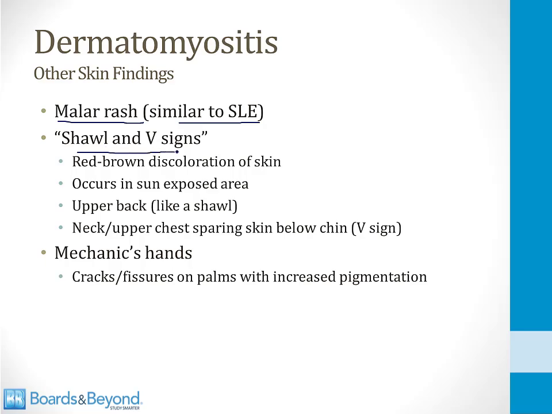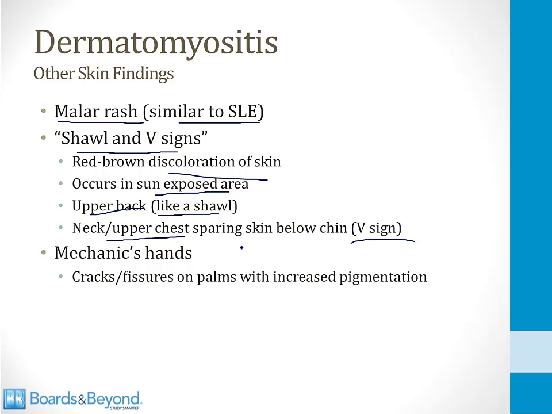These both happen for the same reasons. They are red-brown discolorations of the skin that occur in sun-exposed areas. When this occurs in the upper back, it looks like a shawl over the shoulders, and it's called the Shawl sign. When it occurs in the neck and upper chest, it's called the V sign. That's because the chin blocks some of the sunlight and usually creates a small area with no rash, so the rash looks like a V, and that's called the V sign.